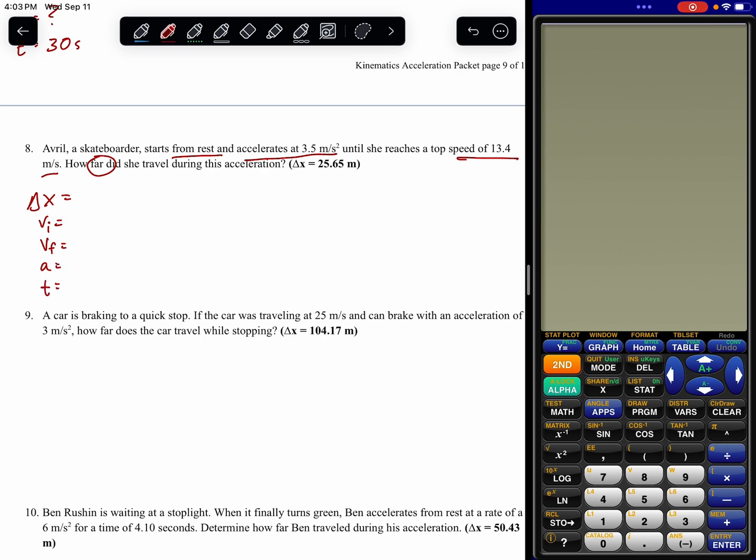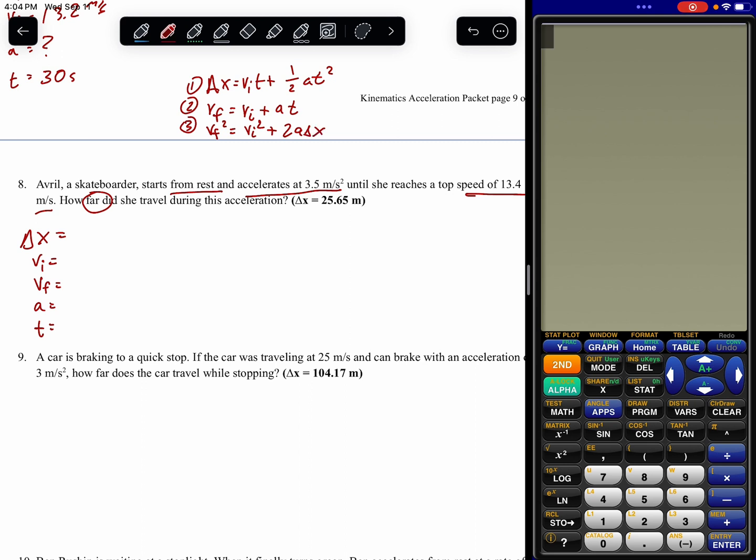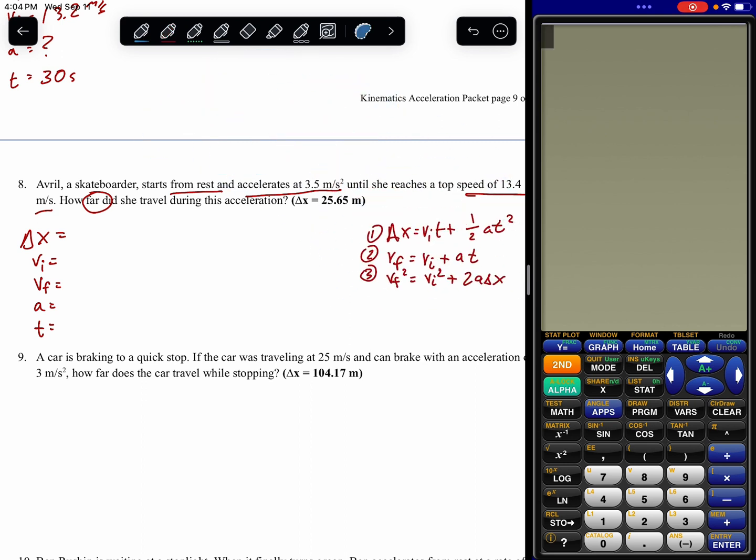I recommend having your equations nearby. I'm going to go ahead and write the equations up here, and I'm going to bring these with me. Equation 1 is going to be delta x equals v initial t plus 1/2 a t squared. Equation 2 is going to be v final equals v initial plus a t. And equation number 3 will be v final squared equals v initial squared plus 2a delta x. I'm going to be bringing those around with me.